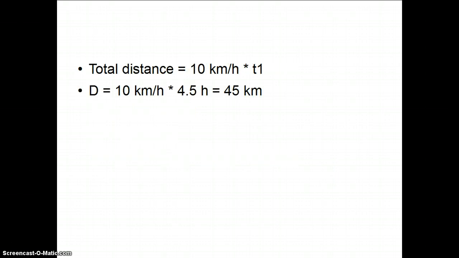To figure out the total distance, we just go back a few slides to grab that equation. The total distance that's traveled is the velocity at which we travel, 10 kilometers an hour, multiplied by the time we spent traveling at that velocity. So the total distance would be 10 kilometers an hour times 4.5 hours, and that would give us 45 kilometers for the total distance that was traveled. I hope this was useful for a few of your homework problems. Thanks for watching.